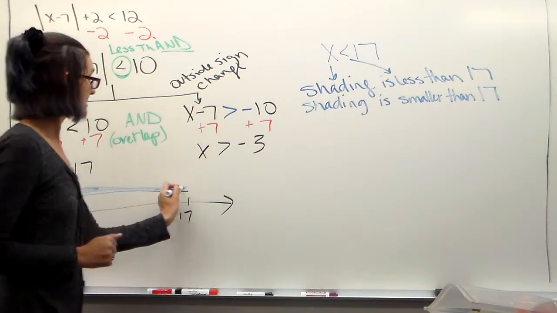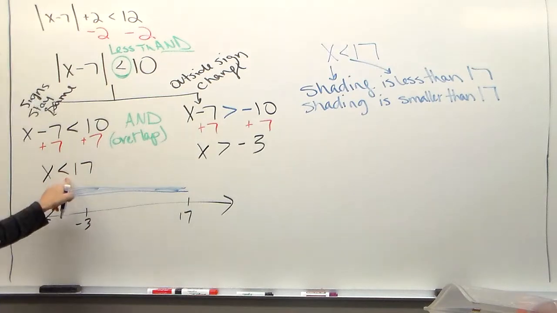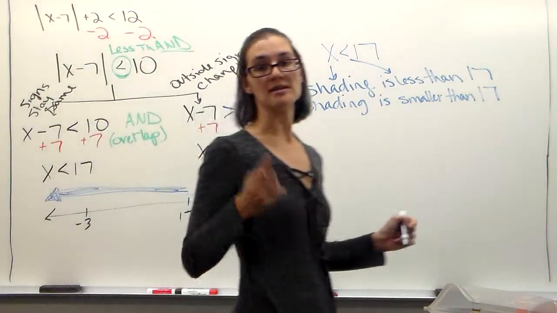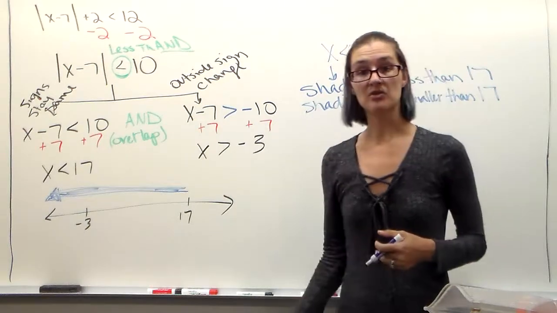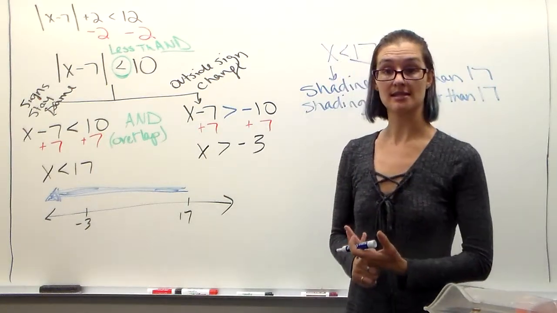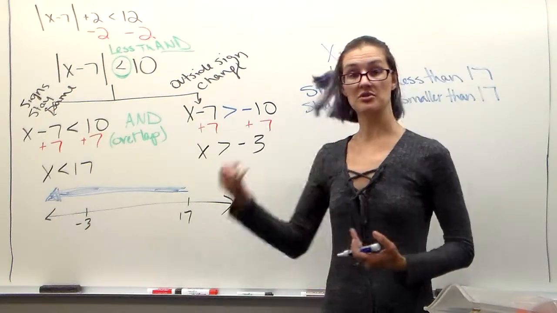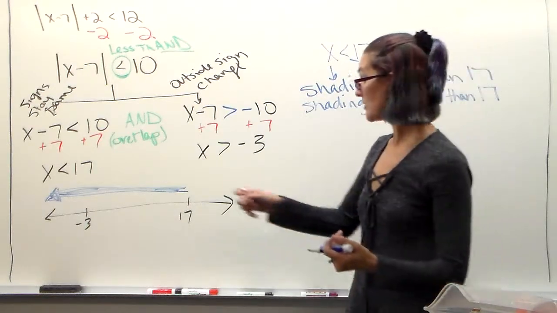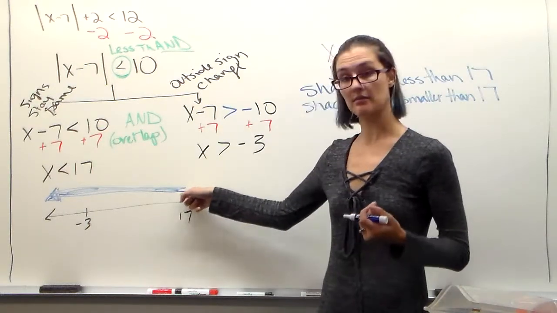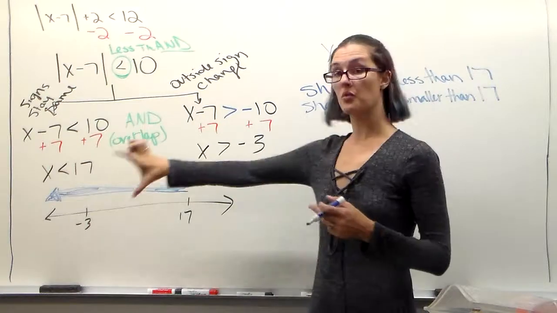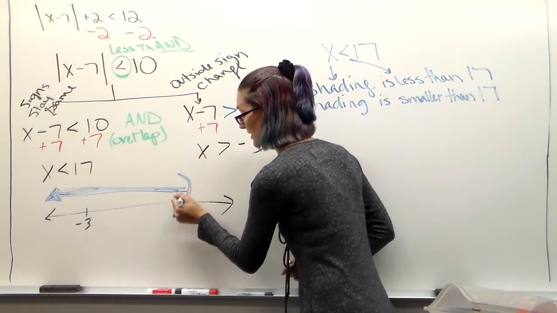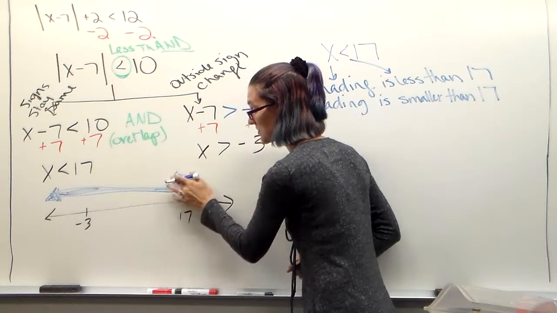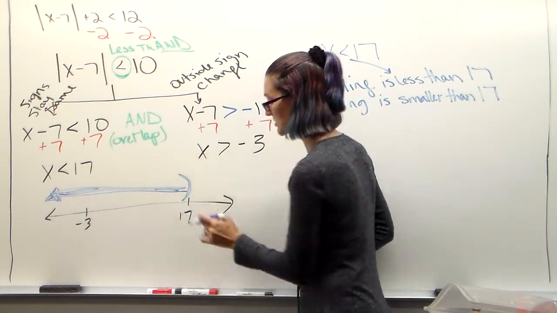Now at the 17, is it actually equal? No, because it's just less than. It's not less than or equal to. If it's not equal to, you're going to use a set of parentheses. If it was equal to, you would use a bracket. So we want parentheses on the 17, and we want them to open towards the shading. So I want them to point towards the shading, open towards the shading.